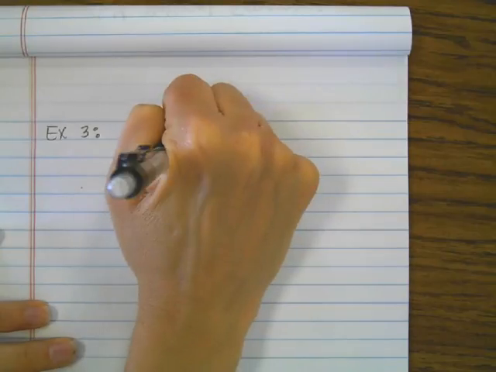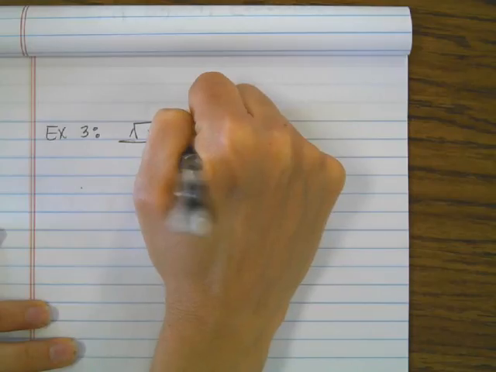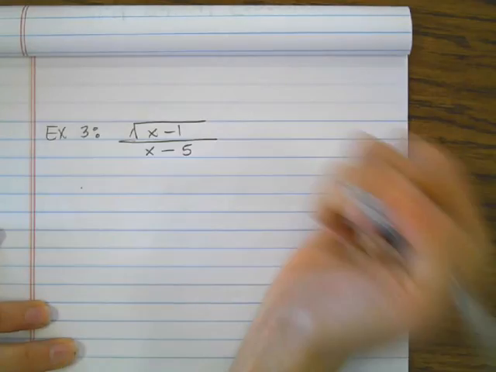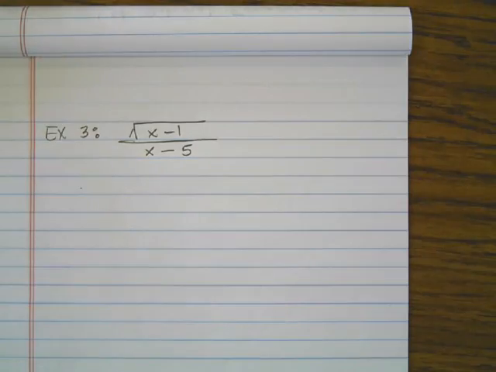Good. So I say x minus 1 is greater than or equal to 0, so that would give me x is greater than or equal to 1. What do I do if it's a fraction? Good. Set it not equal to 0, so then I have x is not equal to 5. So now on a number line, I have 1 and 5.